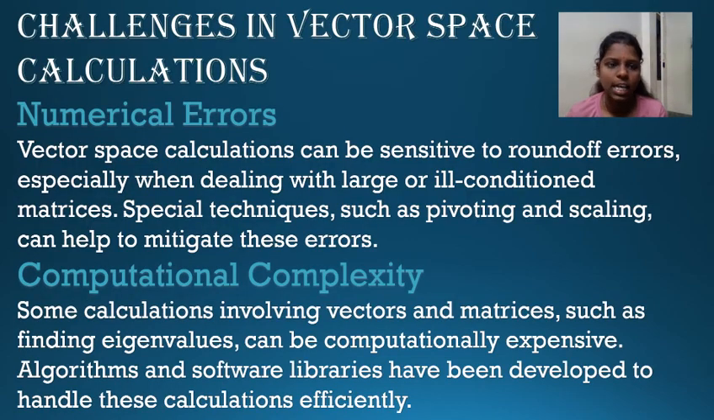Challenges in vector space calculations. Numerical errors. Vector space calculations can be sensitive to round-off errors, especially when dealing with large or ill-conditioned matrices. Special techniques such as pivoting and scaling can help to mitigate these errors. Computational complexity. Some calculations involving vectors and matrices, such as finding eigenvalues, can be computationally expensive. Algorithms and software libraries have been developed to handle these calculations efficiently.